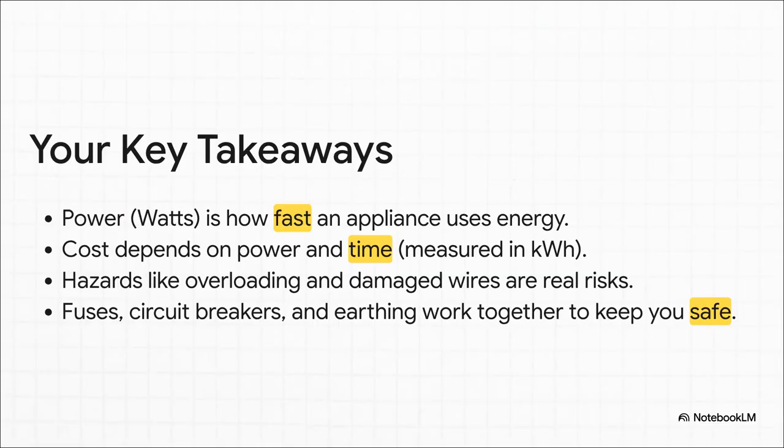So let's just nail down those key takeaways. Remember, power in watts is all about how fast an appliance uses energy. The cost you pay depends on that power and time, which we measure in kilowatt hours. And most importantly, while electrical hazards like overloading and damaged wires are very real risks, that whole system of fuses, circuit breakers, and earthing works together to create a really strong safety net that protects you every single day.